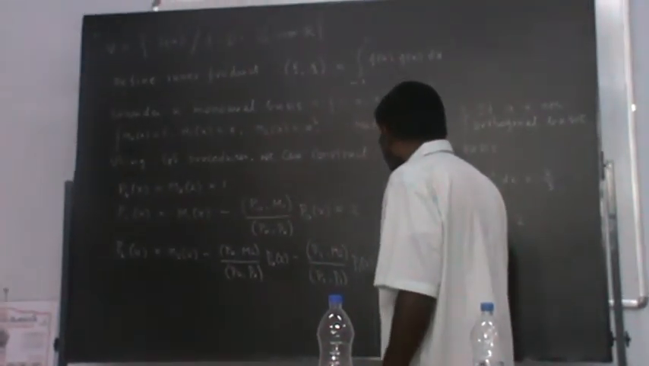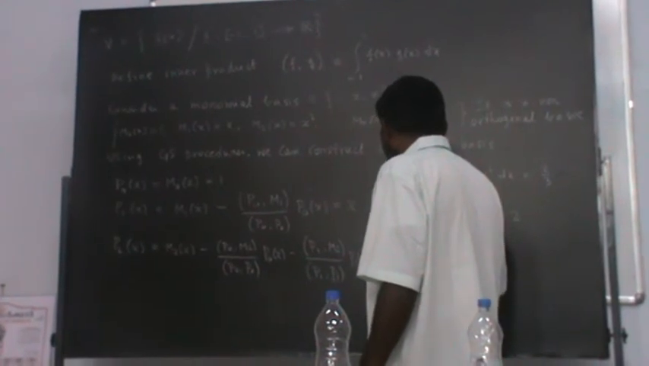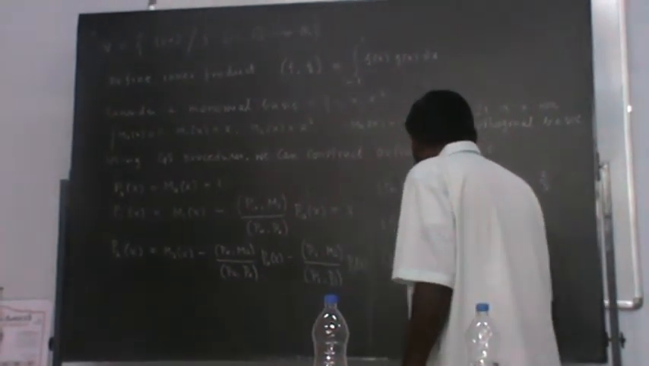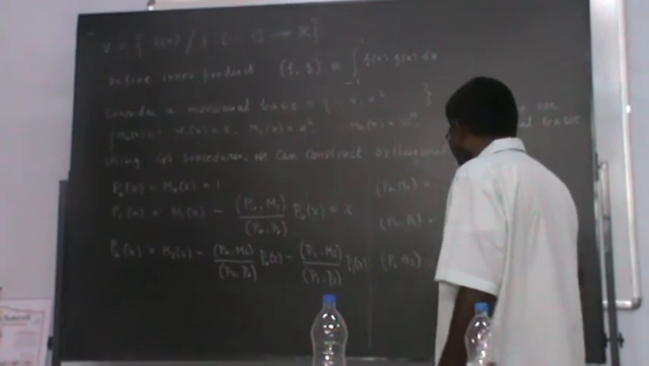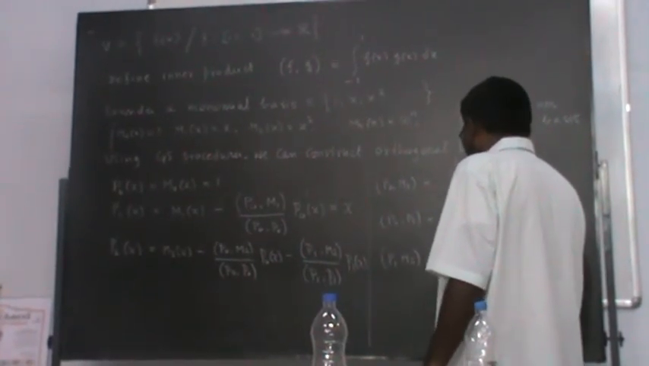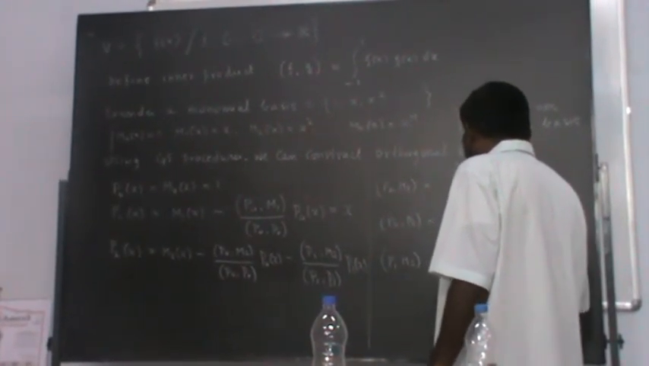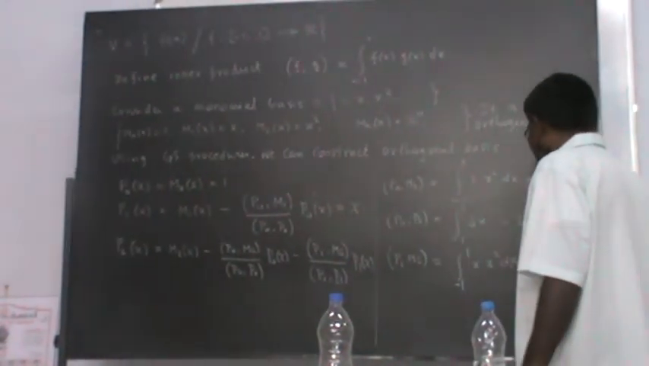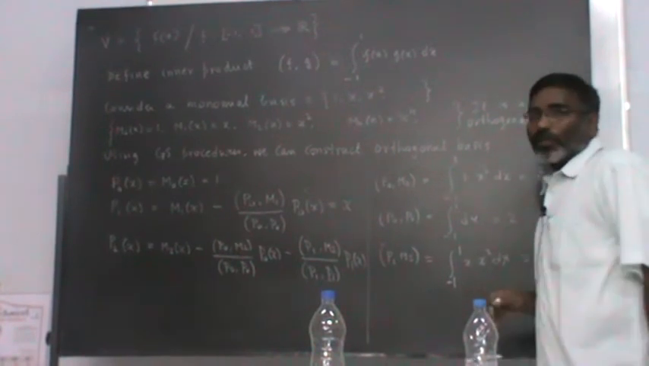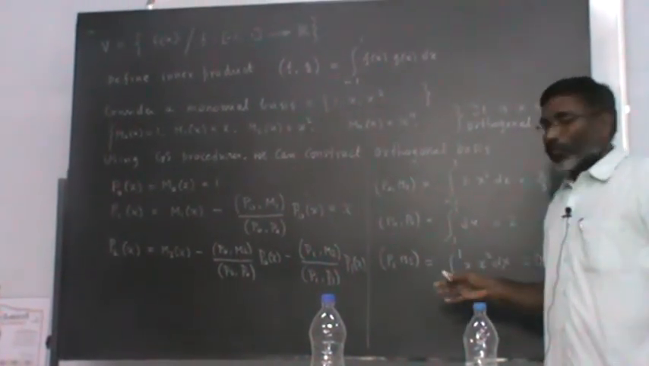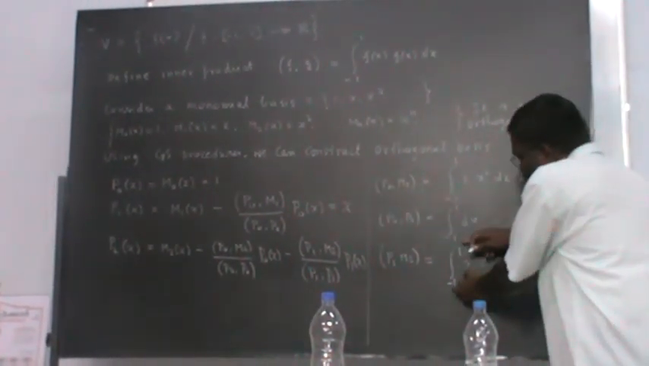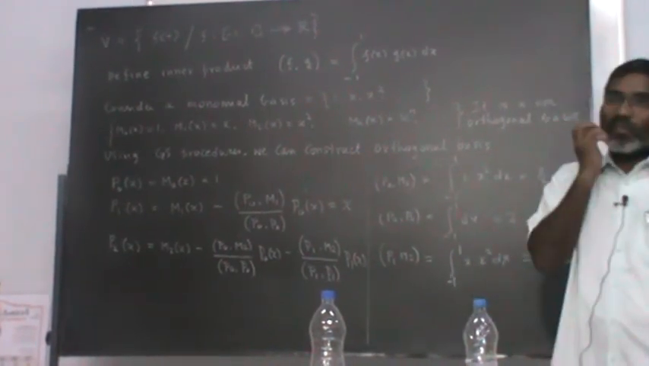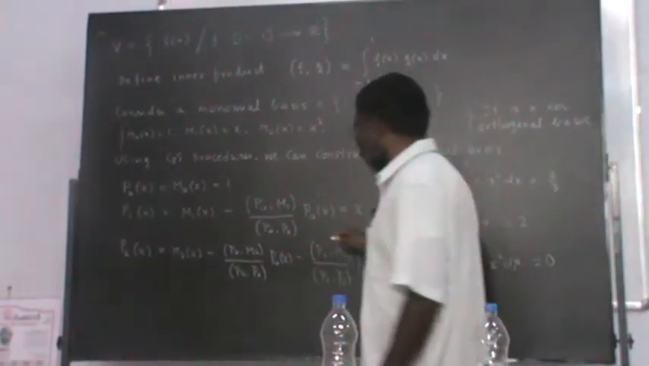And P1 M2 is equal to the integral from minus 1 to 1, where P1 is x and M2 is x square dx. This is x cubed. So any odd power of x will be 0, because it's an odd function and this interval is symmetric. So this is 0, and it will not contribute anything.